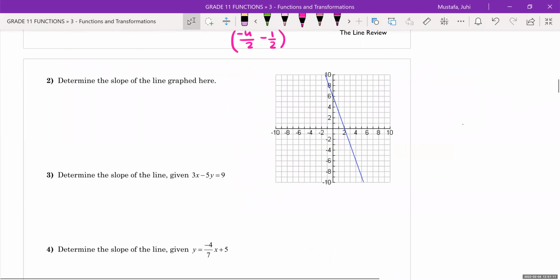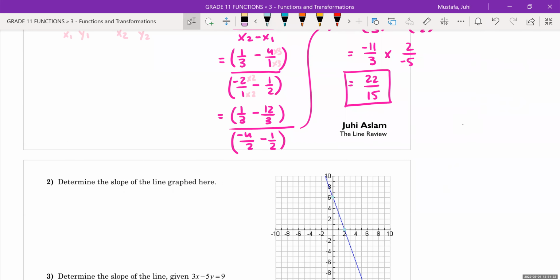Question number 2, determine the slope of the line graphed here. So for a question like this, what we're going to do is choose 2 points that we can see very, very clearly on the grid. And often, if you have points on the actual X and Y axes, try to pick those. Yep. The answer was 22 over 15.